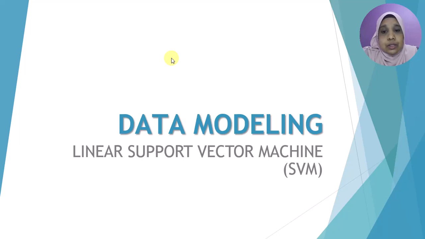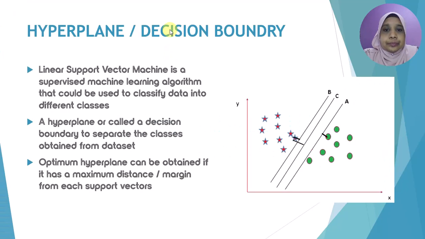In this video, I'll talk about the third data modeling that we have performed for our group project, which is Linear Support Vector Machine, also known as Linear SVM. So, Linear SVM is a supervised machine learning algorithm that could be used to classify data into different classes. This can be achieved by making use of the hyperplane, or called the decision boundary, to separate the classes obtained in the dataset.